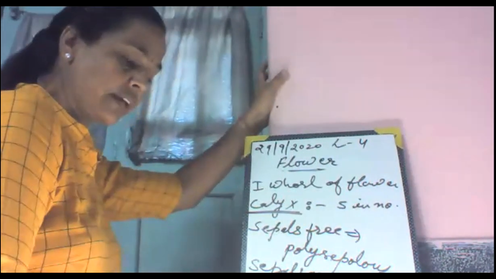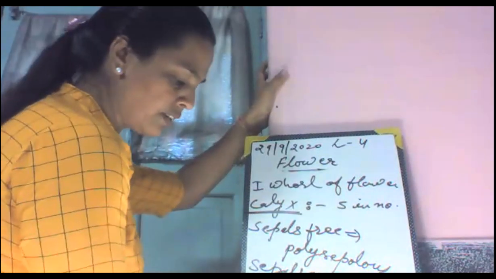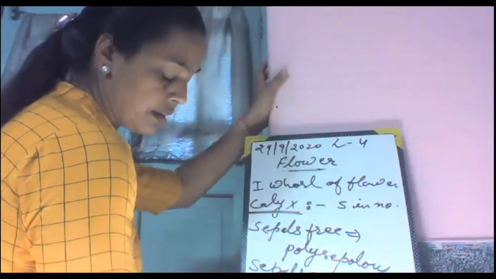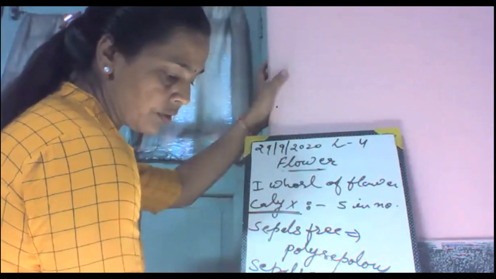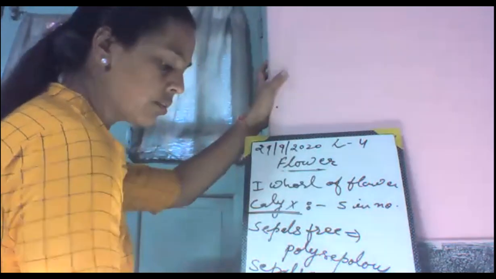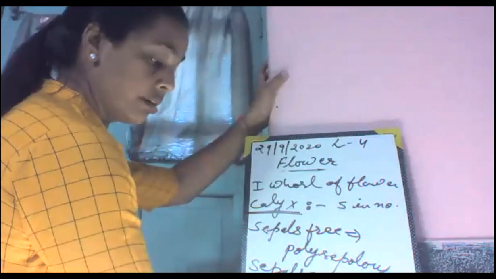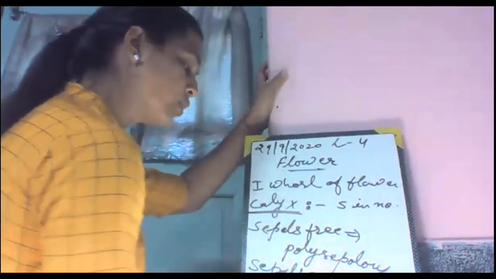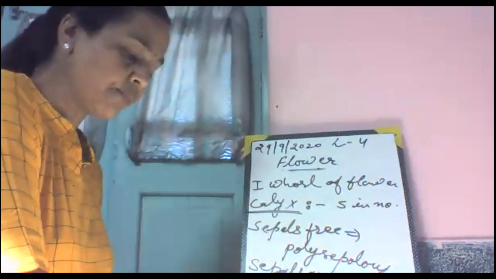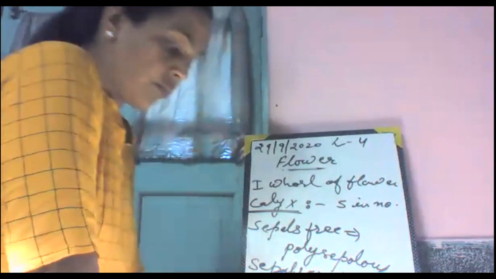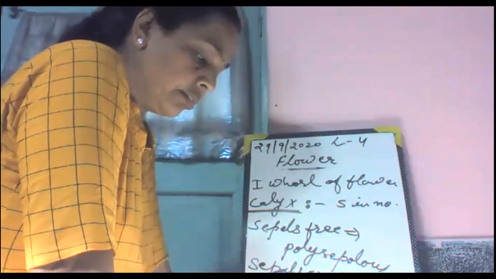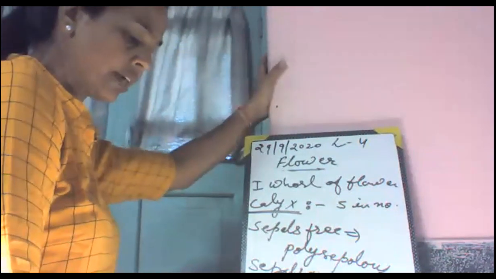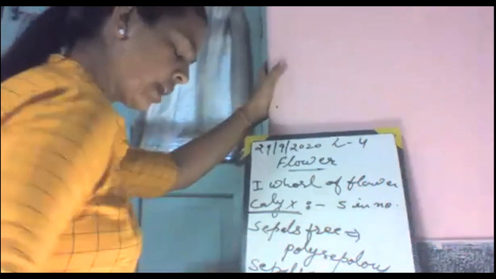There is a structure called epicalyx. In some cases, besides the sepals, there is a second series of small leaves. These small leaves are known as epicalyx. There may be a second series of sepals called episepals. Collectively, they are known as epicalyx.